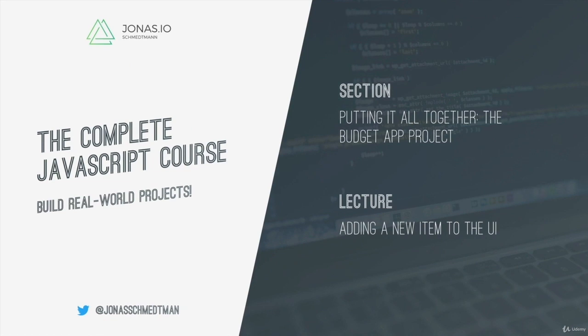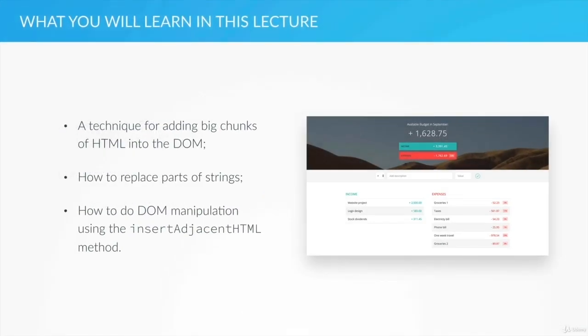In this lecture, it's finally time to add our newly created object to the user interface. And this means that we're going to do some DOM manipulation for the first time in this project. And this means that you're going to learn a technique for adding big chunks of HTML into the DOM, how to replace parts of strings, and also how to do DOM manipulation using the insertAdjacentHTML method.